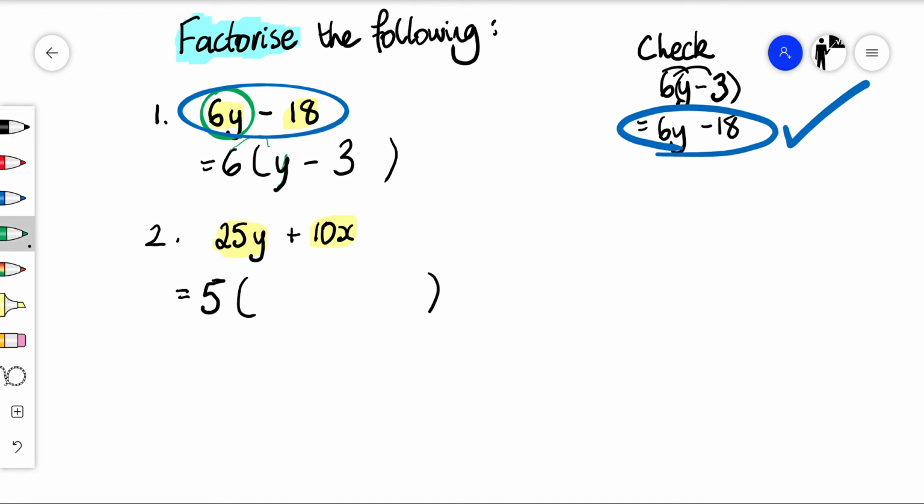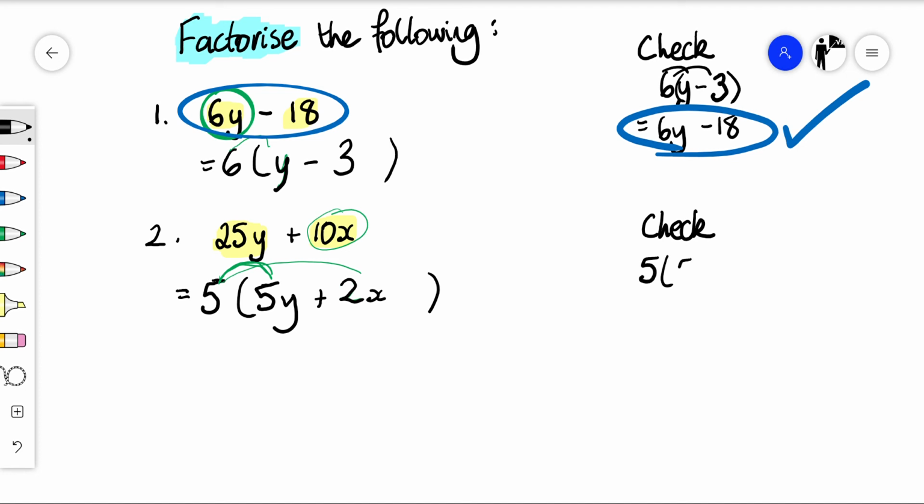Okay, so 5 times something is 25y. Therefore it's going to have to be 5y. And then plus 5 times something is 10x, therefore it's going to have to be 2x. Okay, you can always check if you're right here. We just do the check at the side, so we've got 5 bracket 5y plus 2x. If we multiply this out, we should get the original question, 25y plus 10x. That's exactly what we were looking for.